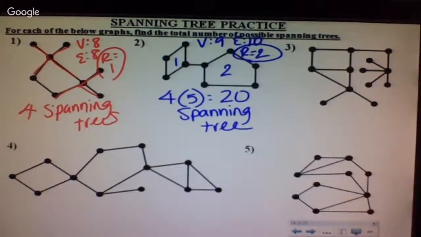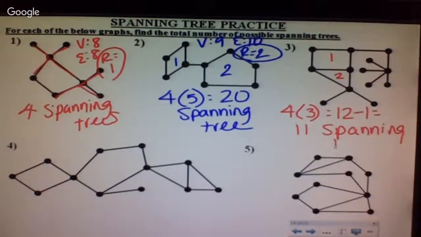Number 3, how many circuits do I have? 2 and they share. Here's 1 and here's 2. Circuit 1 has 4. Circuit 2 has 3. And Yesenia said this time they share 1 in common. So once I get 12, I have to subtract 1. So we have 11 spanning trees. Okay. Again, that -1 only happens when they share an edge in common.